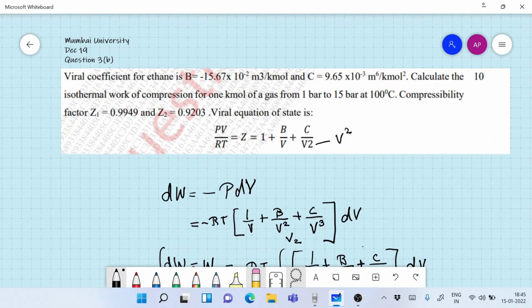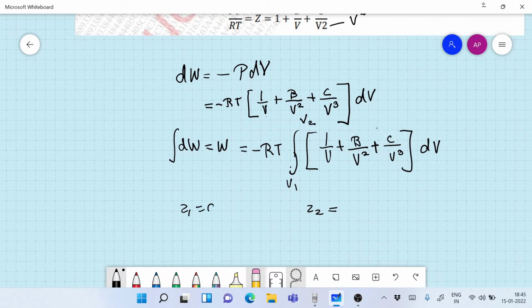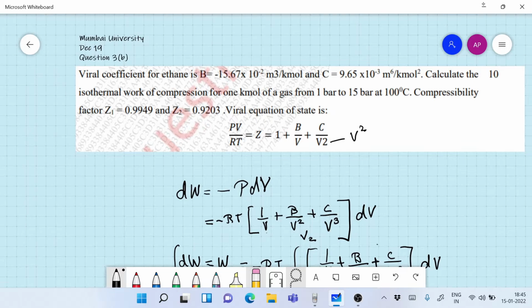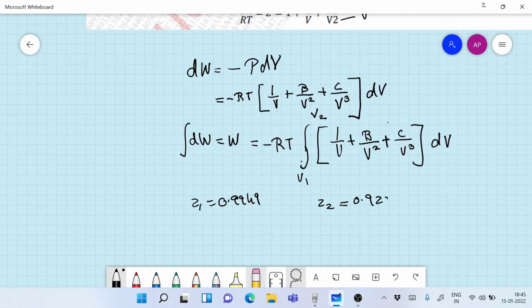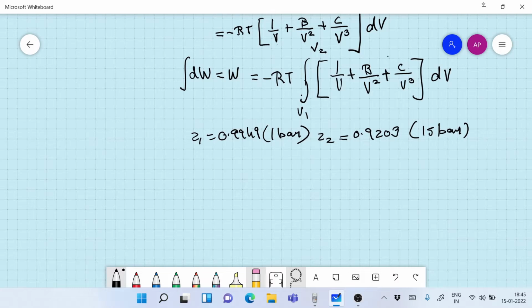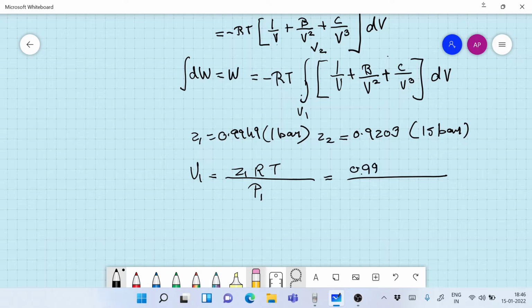Now let's note down. We have Z1 as 0.9949, and we have Z2 as 0.9203. Now this is at 1 bar and this is at 15 bar. Now let's calculate the values of volume at these conditions. So V1 is going to be equal to Z1 R T by P1, and that should be equal to 0.9949 into 8.314 into 373.15, that's 100 degrees Celsius in Kelvin, and to start with it was 1 bar, so it's 100 kilopascals.